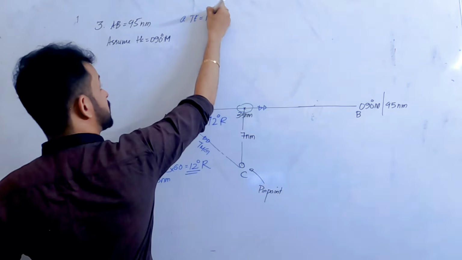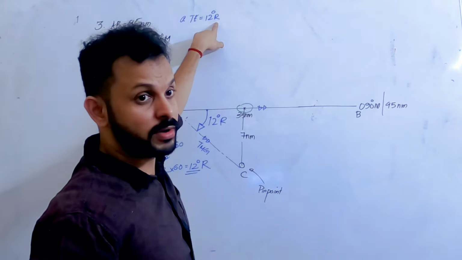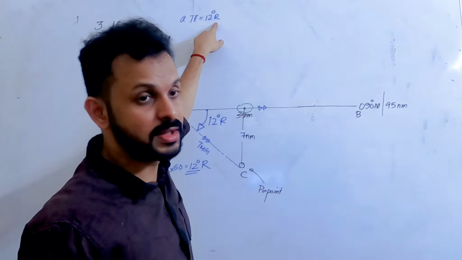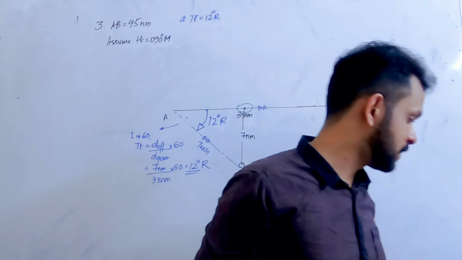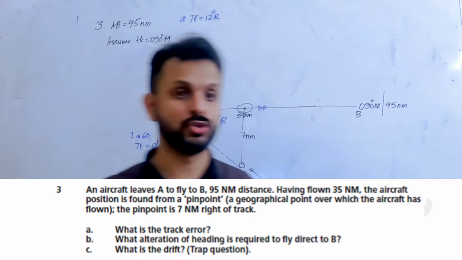12 degrees. Remember, be very sure about the right or left, because I'm pretty sure the options they will give you will include both of those, 12 degrees left and right. So be very careful with that. Next is: what alteration of heading is required to fly direct to B?